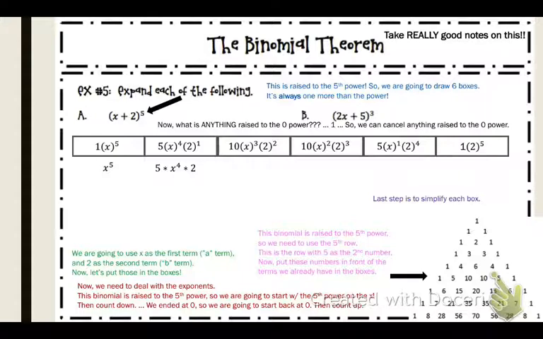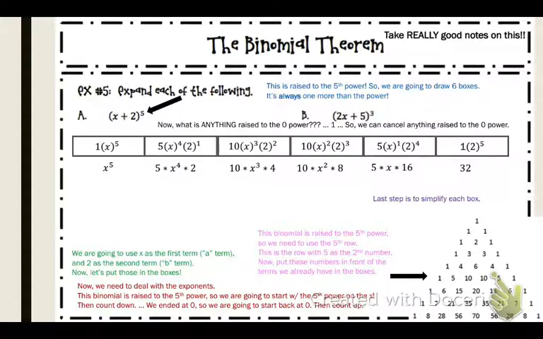Okay? The next box, we have 10 times x cubed. 2 to the 2nd power is 4. The third or 4th box, we have 10 times x squared, and then 2 to the 3rd power is 8. Okay? The 5th box, it's 5 times x to the 1st, which is x, and then 2 to the 4th is 16. Then the last box, 1 times 2 to the 5th. 2 to the 5th is 32, so it's just 32.